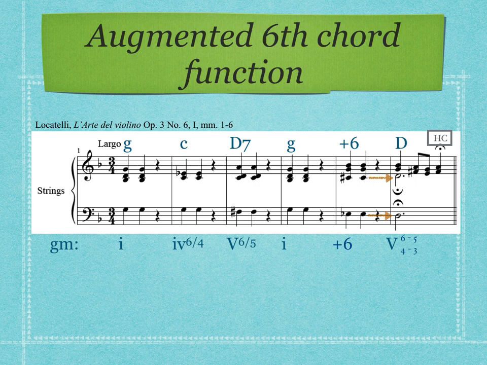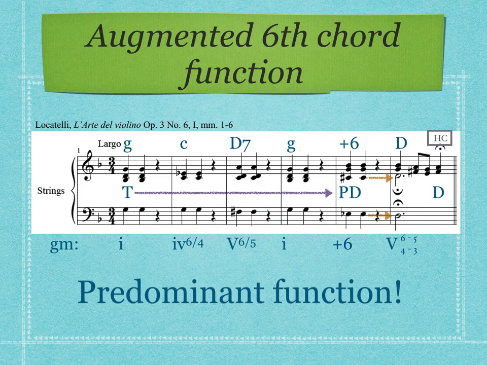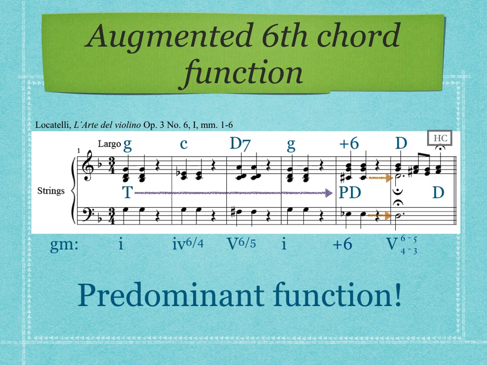So how does the augmented sixth chord function in this phrase? The first 4 measures prolong the tonic until the augmented sixth chord, which moves to the dominant through a cadential 6/4. To say it another way, the augmented sixth chord has predominant function, thus leading to some kind of dominant. Listen once more and follow the analysis to understand the predominant function of the augmented sixth chord.